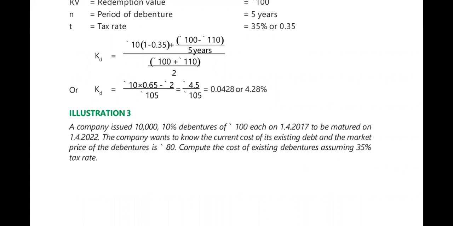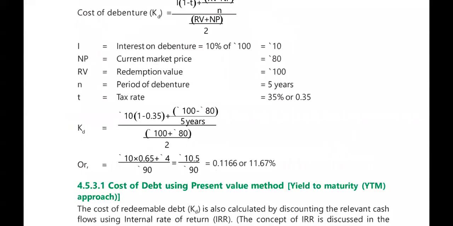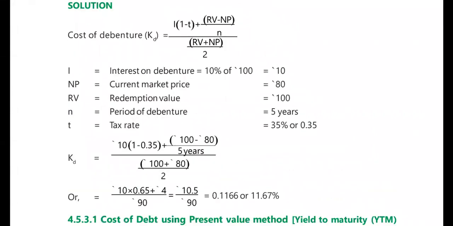So again, this is also a problem of redeemable debt, because the maturity value is given and all other things are given to us. Okay, when you put all the values here, I is the interest on debenture, that is 10% of 100, 10 rupees. Market price was given as 80 rupees. Redemption value will be the same, 100 rupees. The period of debentures is 5 years, and the tax rate is 35%, that is 0.35.